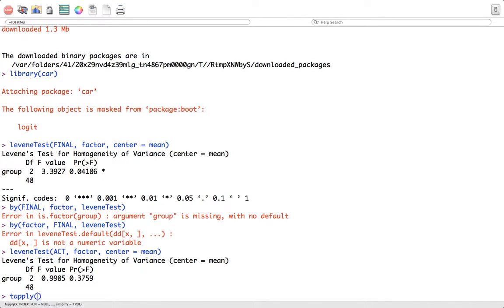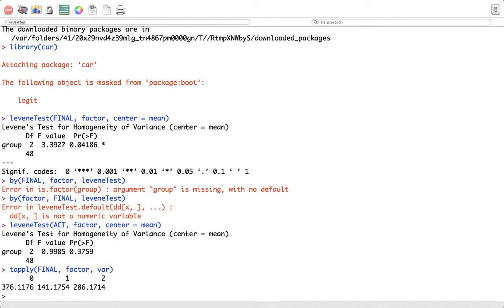So I could apply the final exam score across factor and just look at the variance. And we can use that variance times 2 trick. The variance times 2 trick says if we take our lowest variance, which in this case is 141.818, and double that, we're going to get 282.36. If our largest variance isn't contained in there, you can see that actually neither of the two highest variances are contained.